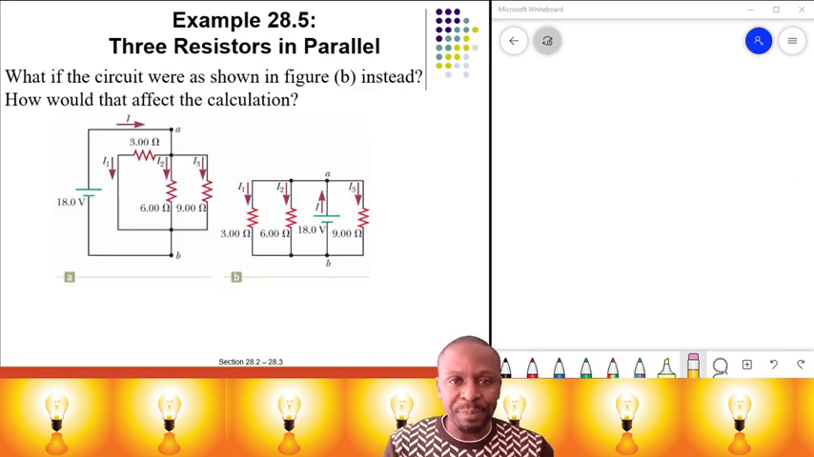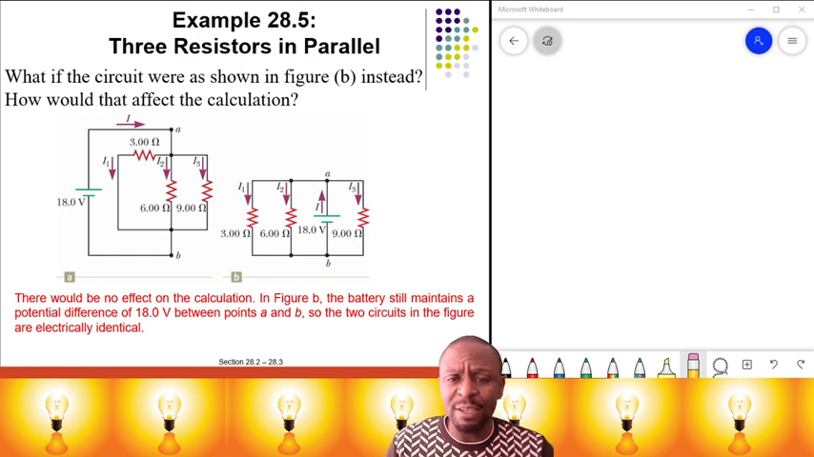Now the other part of the question is saying, what if the circuits were as shown in figure B instead? How will that affect the calculation? Now when you look at this circuit, the battery is applying the potential difference between point A and B, and it is actually the same as this circuit, so there is not going to be any difference. There will be no effects, because the battery still maintains the potential difference of 18 volts between point A and B. So the two circuits in the figure are electrically identical.